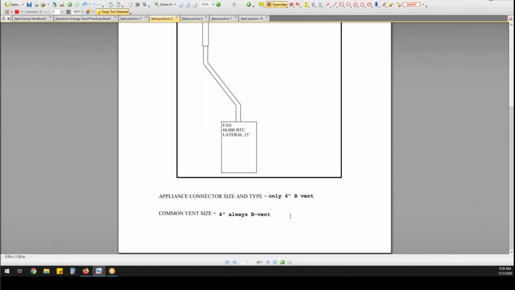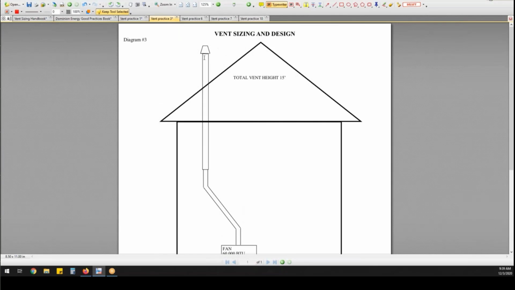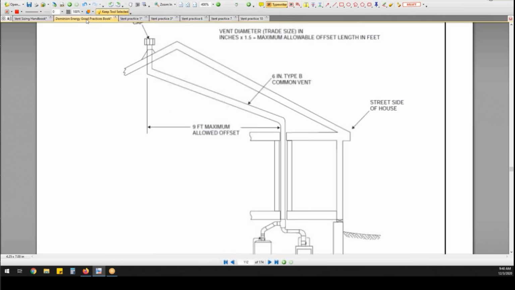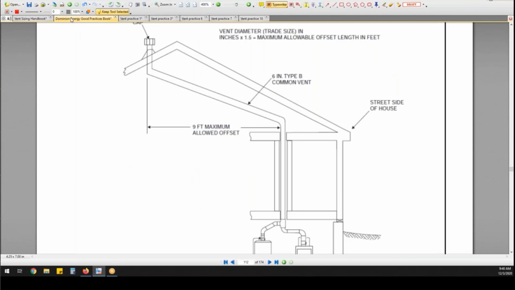So again, the answer to this is appliance connector size and type, only 4-inch B vent, and common vent size on this one, again a single appliance, it's just the same size all the way up through, okay? 4-inch, and this common pipe, or common vent, or main stack, will always be double wall, always has to be double wall. Again, in these books, if you read them, all the stuff that I'm saying is in there. It tells you that. You can never run this main stack in single wall pipe. It's always got to be double wall, okay?